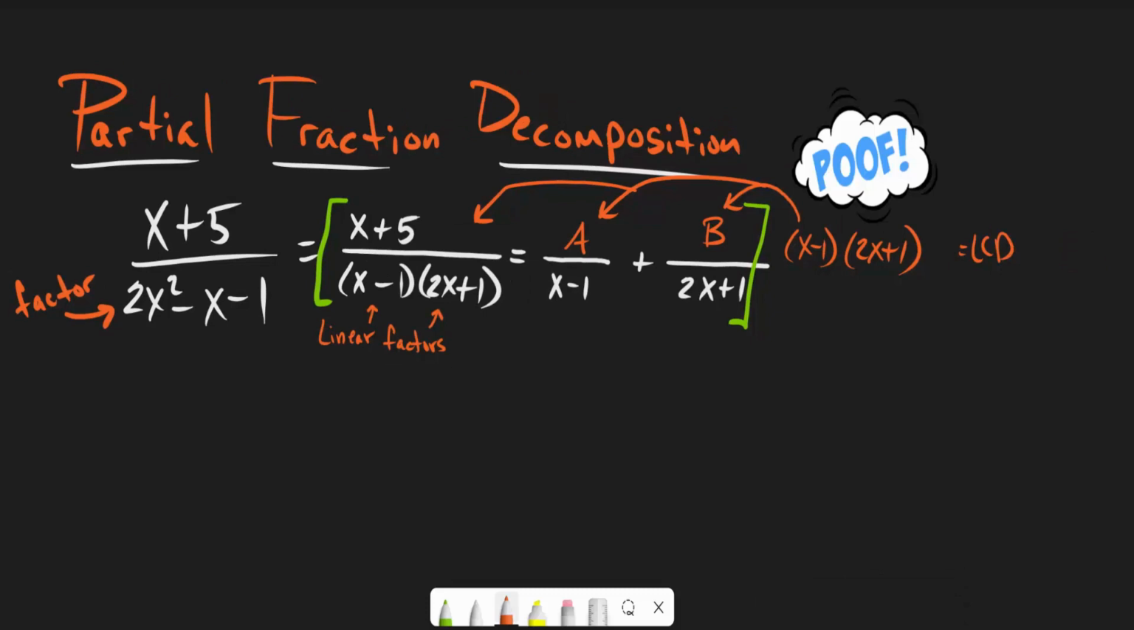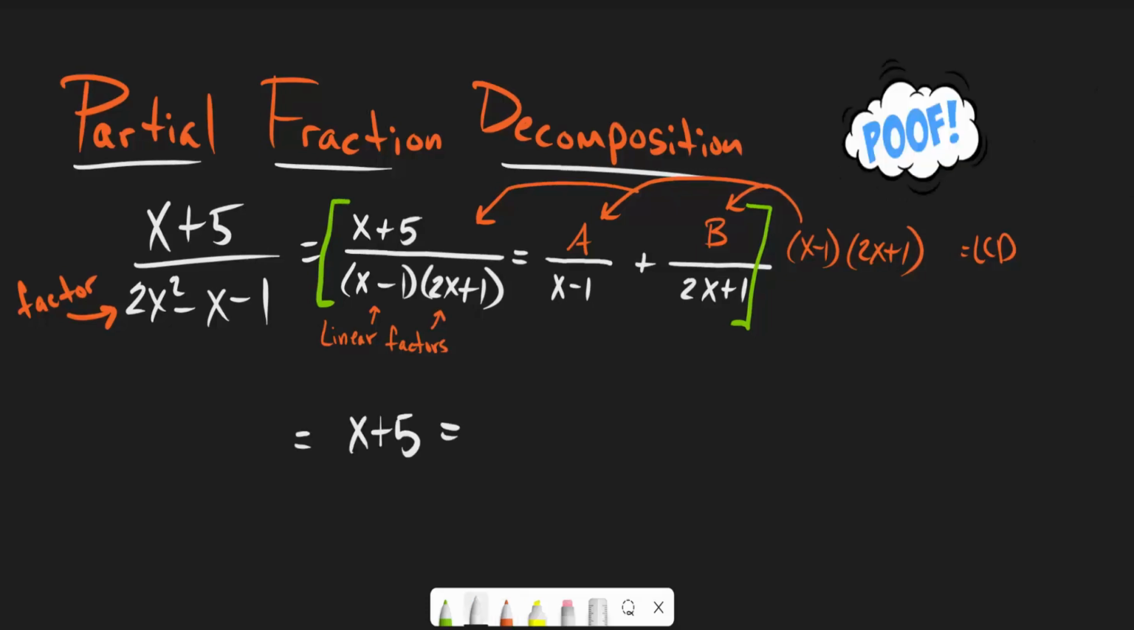Now, what's going to happen when we multiply the LCD? Well, the beauty is, poof, all three fractions are going to disappear. So when we multiply the LCD by the left-hand side of the equation, both the x minus 1 and the x plus 2 cancel. We're only left with the numerator, which is the x plus 5. Now, the first fraction on the right-hand side, only the x minus 1 cancels. So we're left with an a times the 2x plus 1. And similarly, with the b, the 2x plus 1 cancels. So we're left with b times the x minus 1. See, so the beauty is now we have an equation and we do not have any denominators.